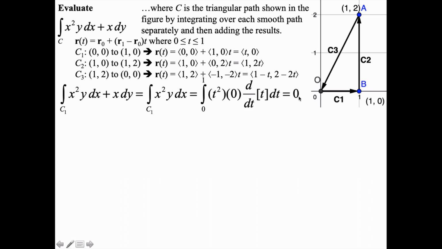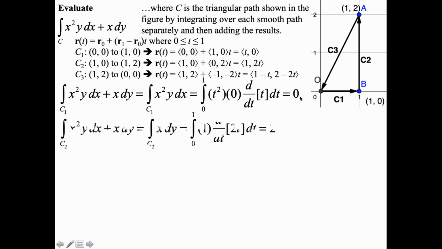So all that work for nothing so far. What about C2, this vertical piece? Well, we get a nice little shortcut here as well, because this vertical piece goes along a piece of the line x equals 1. So if x is always equal to 1, then x is not changing, so the differential dx drops out because dx is actually equal to 0. So all we have to concern ourselves with is x dy, which is right here.